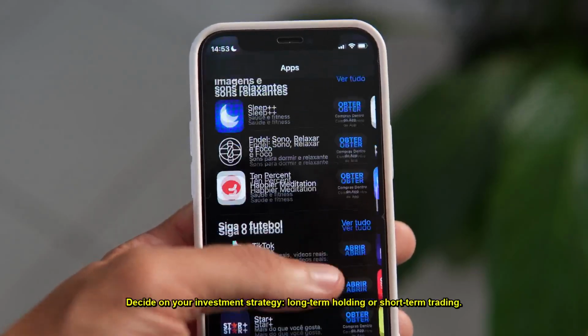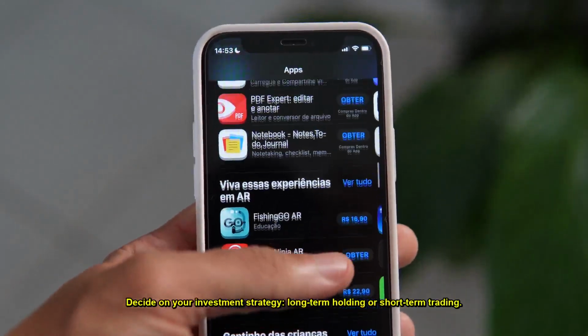Decide on your investment strategy, long-term holding or short-term trading. Based on this strategy, determine how many shares of Amazon you want to buy. Use limit orders or market orders to execute your purchase.